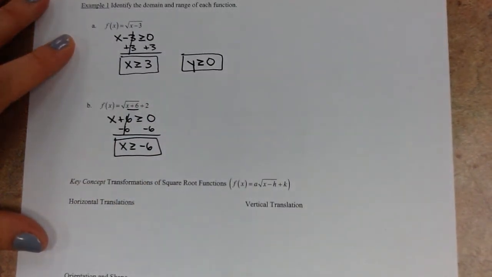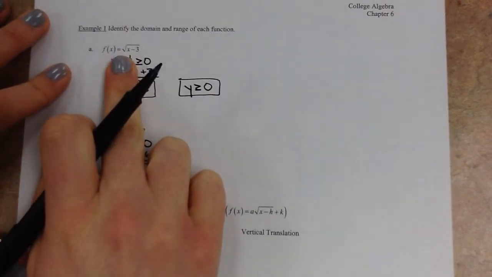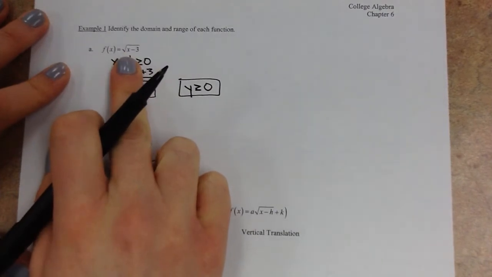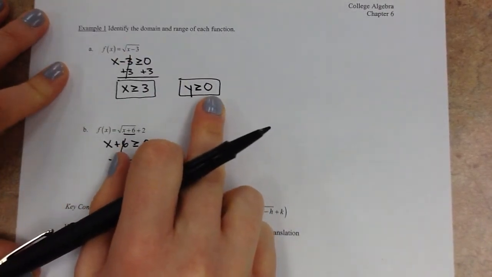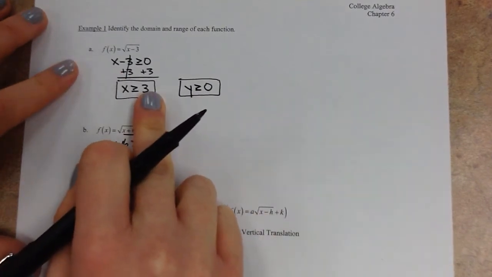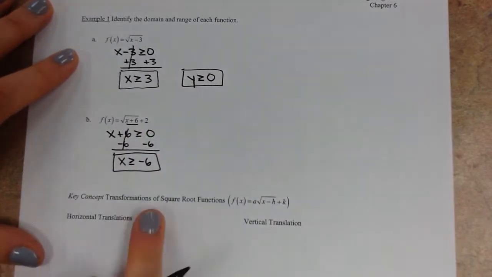If I tried to plug in something smaller than that, I would end up with a negative under the square root, and that would be undefined. Okay? A really quick way to figure out what the range is, you just plug in this lower limit. Like here, if I plugged in the 3, I would have 3 minus 3, which is 0, and the square root of 0 is 0. So that always gives you your lowest possible value. If you pick the first x value that you're allowed to plug in and plug it in, then you get the lowest possible y value. So I'm going to do the same thing right here.